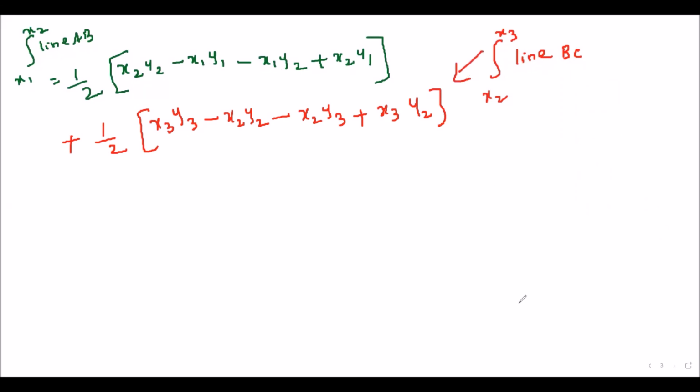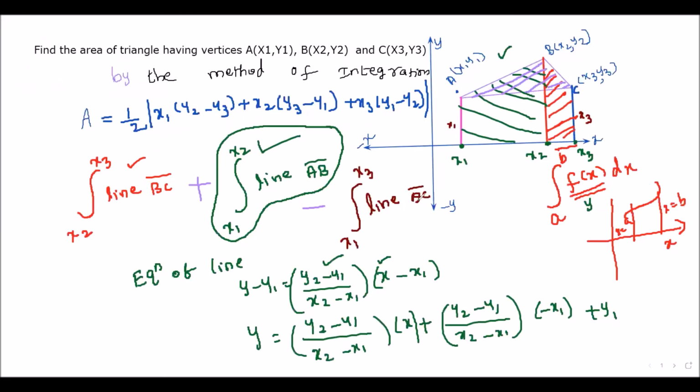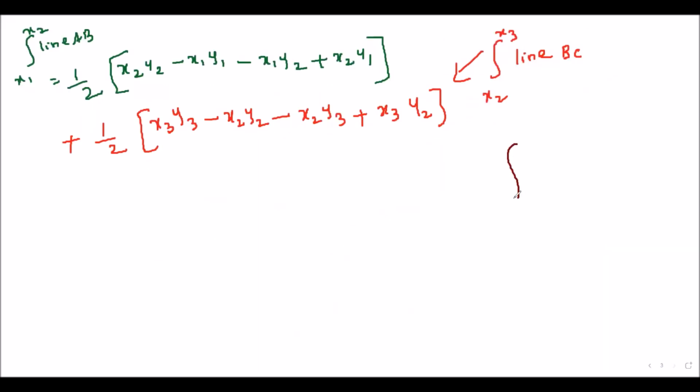Now what is our third requirement? Let me see the third one. The third one is the line AC. So look at the line AC from A to C. So the values are x1 to x3. So let me go back to the place. x1 to x3. So the last one is x1 to x3, the line AC. So just compare this with the first one only.